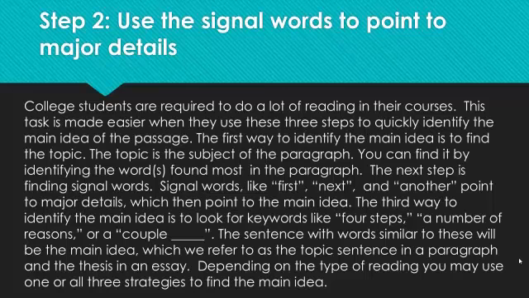Step 2. You want to use the signal words to point to the major details. Sometimes the main idea is a little more difficult to find than the individual major details. So we can use the major details to clue us in to the main idea. In this case, the signal words are the first way, the next step, and the third way. You don't want to confuse the signal words with the actual major details themselves. The signal words simply point to the major details.